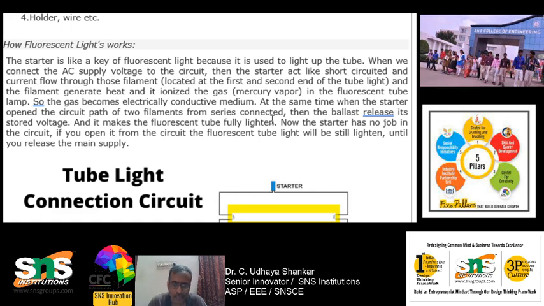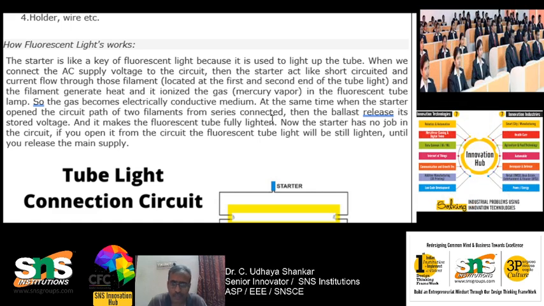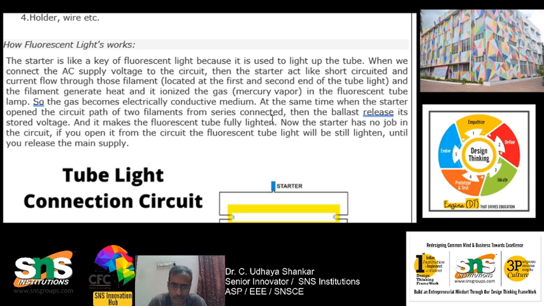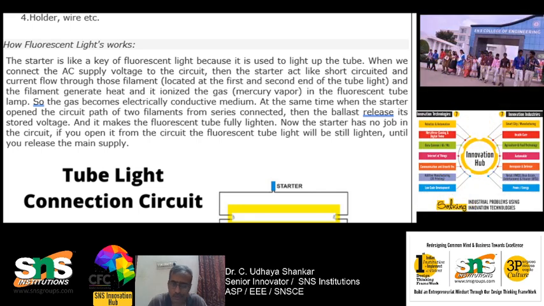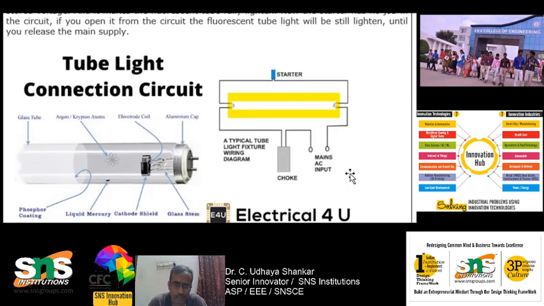So at that time, in order to limit the current, the ballast will be there, which will be releasing the voltage, and in order to maintain the ignition, the ballast will take over, and this makes the fluorescent tube fully lighted. So now the starter has no job in the circuit, so it will just stay open. Okay, but the light will be illuminated until the switch is off.